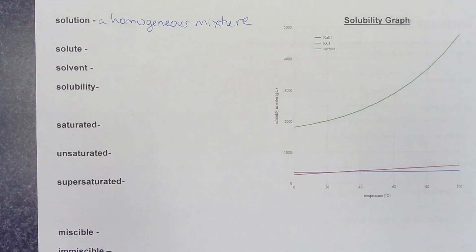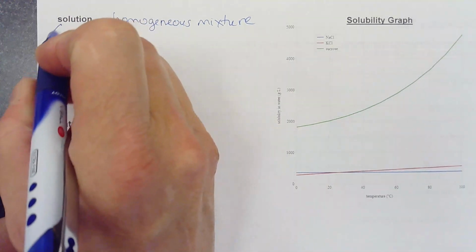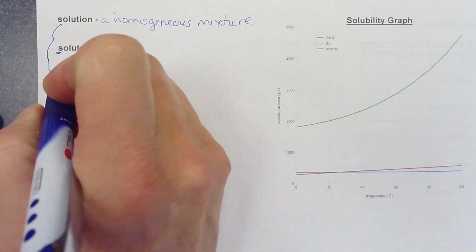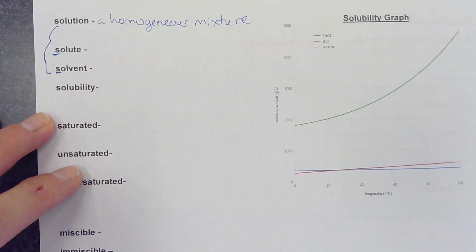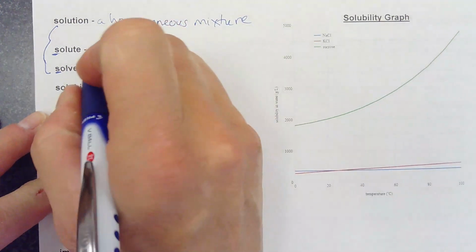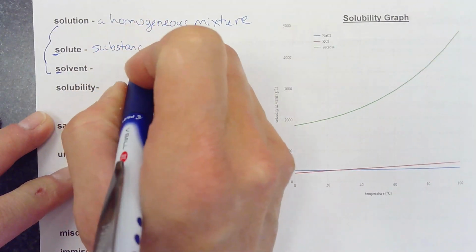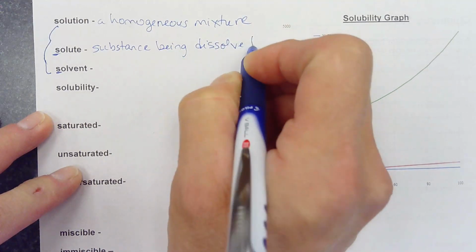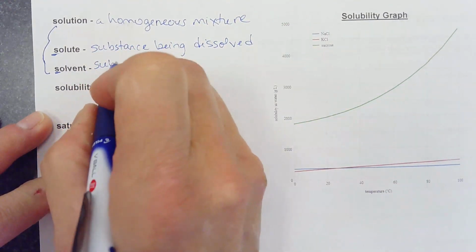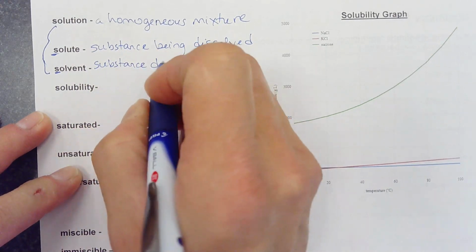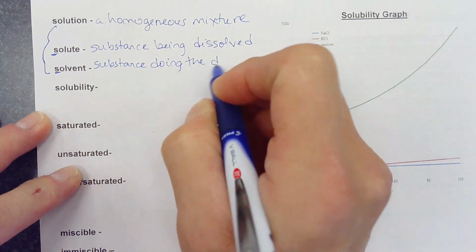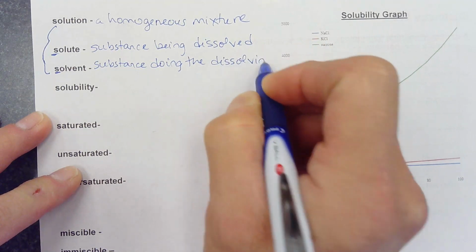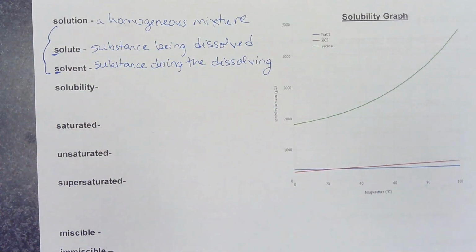A solution is made up of a solute and a solvent. It contains both a solute and a solvent. And the solute is the substance being dissolved. The solvent is the substance doing the dissolving. So it is the substance doing the dissolving.